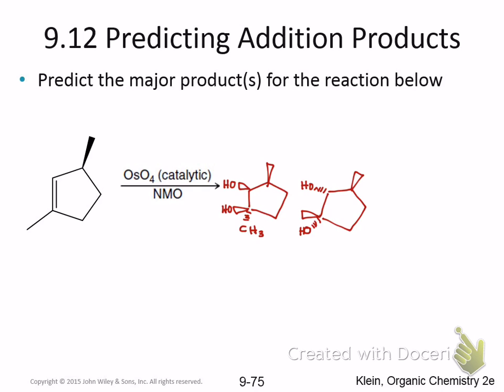Diastereomers. If you don't have any other stereocenters to start with, you'd end up with enantiomers. But since you already have one, and you're only creating two new ones, they have to be diastereomers.